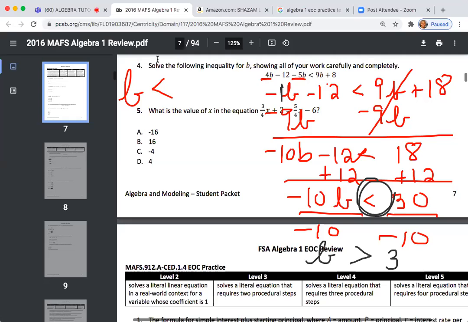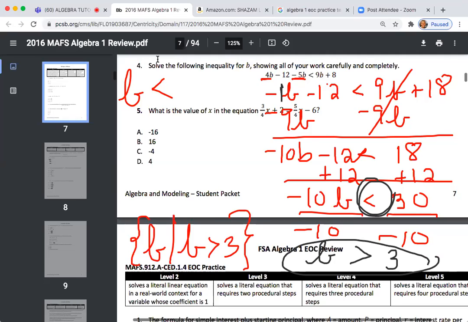Now, additionally, when you're solving these problems, there's various ways for you to express the answer, okay? So this is the inequality answer. You can also do it in set notation. If you're going to do it in set notation, Brendan, this is what it's going to look like. The set of B values such that, and then you write in your inequality, B is greater than 3. So this would be your set notation for this problem.